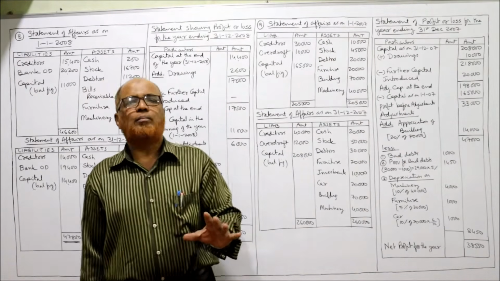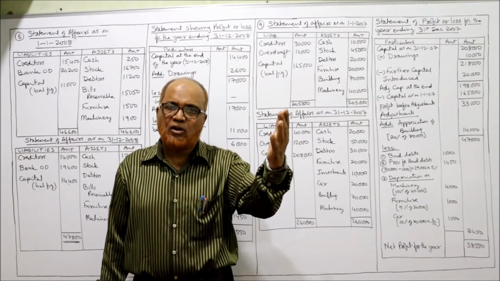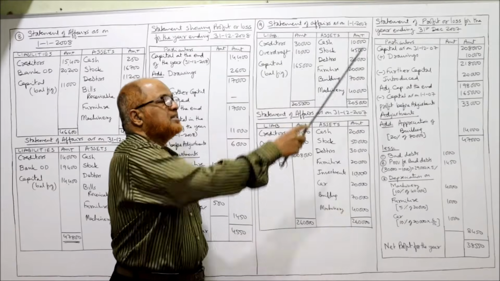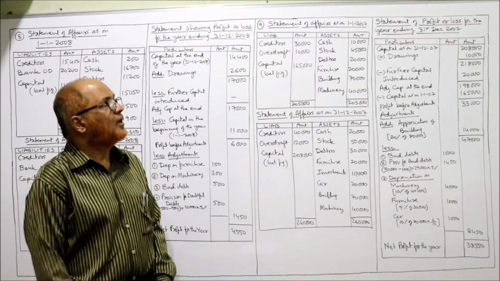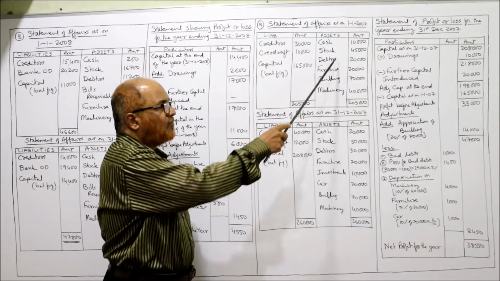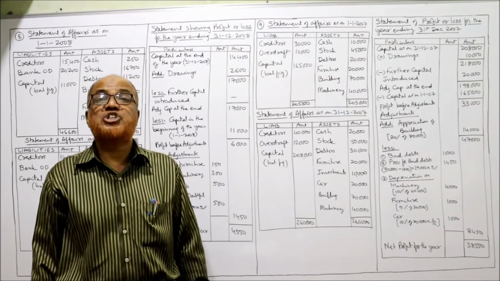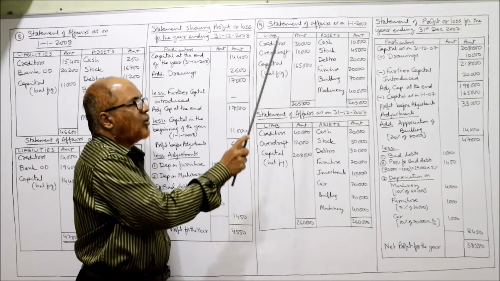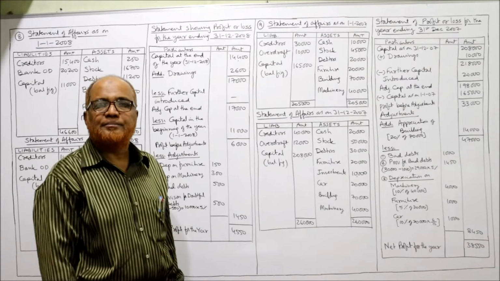So again we have to make a statement of affairs at the beginning of the year and at the end of the year. So first of all, the statement of affairs on 1st January 2007. Cash, stock, debtors, furniture, building, machinery. All the values are given in the problem on 1st January. Take all the values of assets. Creditors and bank overdraft, these two are the liabilities.